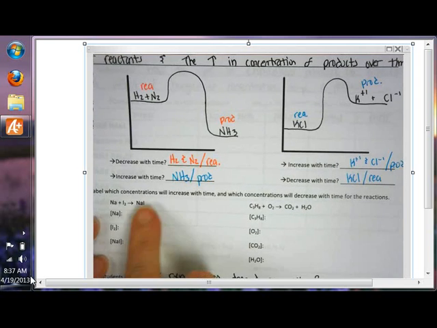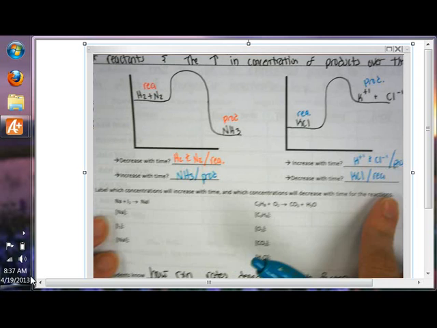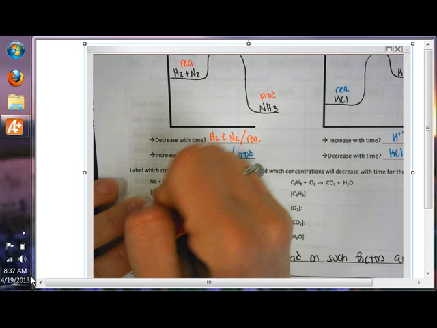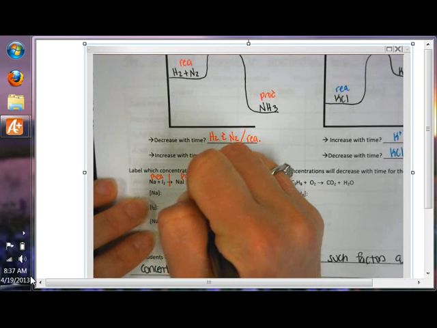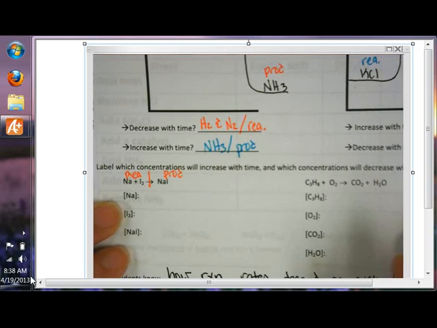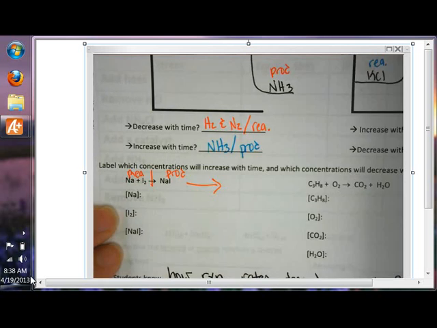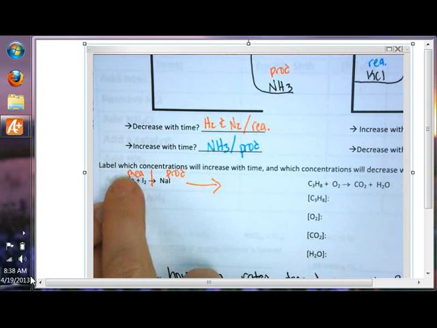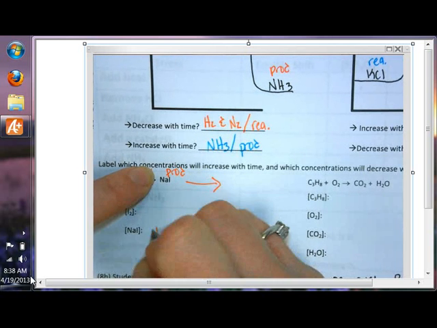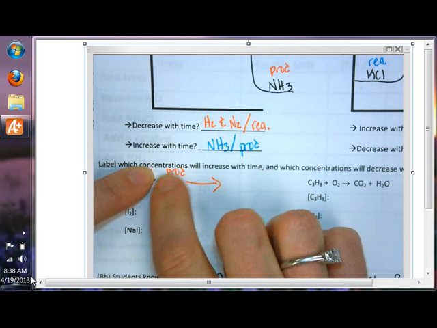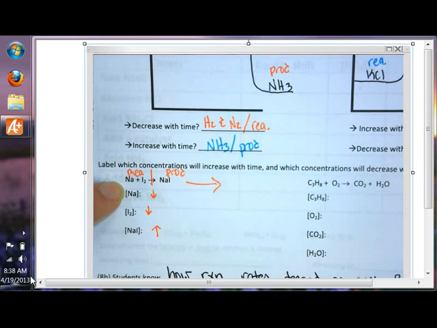Okay? So moving on, label which concentrations will increase with time and which concentrations will decrease with time for the reactions. So these are my reactants and these are my products. Now, this doesn't have to do with equilibrium. Notice this is definitely a forward reaction. So as time goes by, as the reaction's happening, I am going towards my products. That means as time goes by, I'm getting more of my product. And if I'm getting more of my product, that means I'm getting less of my reactant. So less Na and less I2.